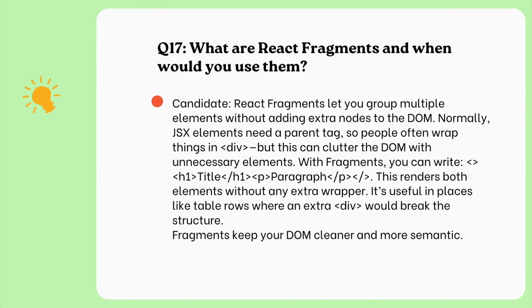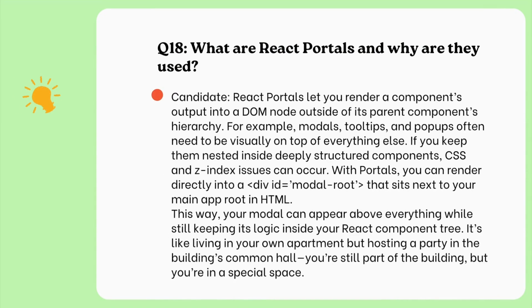React fragments let you group multiple elements without adding extra nodes to the DOM. Normally, JSX elements need a parent tag, so people often wrap things in divs, but this can clutter the DOM with unnecessary elements. With fragments, you can write an h1 title and a p paragraph, and this renders both elements without any extra wrapper. It's useful in places like table rows, where an extra div would break the structure. Fragments keep your DOM cleaner and more semantic. What are React portals and why are they used?